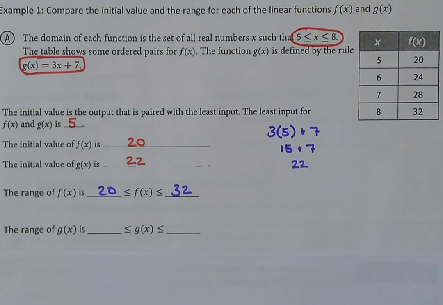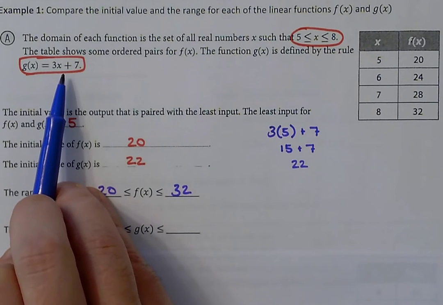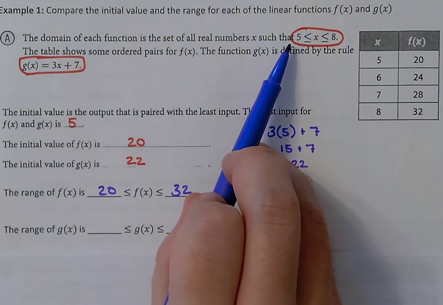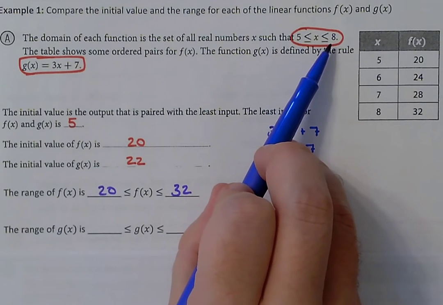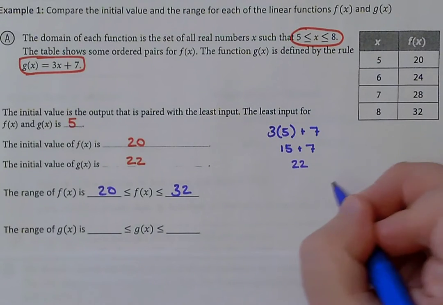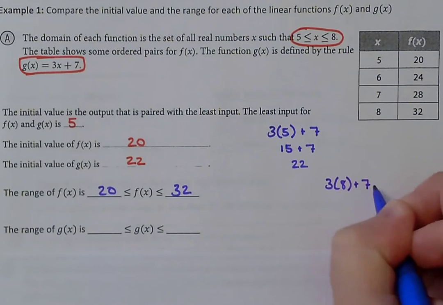So whenever you're asked to find the range based off the table, find your smallest number, your largest, and that's your range. Now for the range of g of x, that's based off our equation. We've already plugged in our smallest value of x, which is 5. The next thing we need to do is plug in our largest number of x, which is 8. So we're going to do 3 times 8 plus 7.